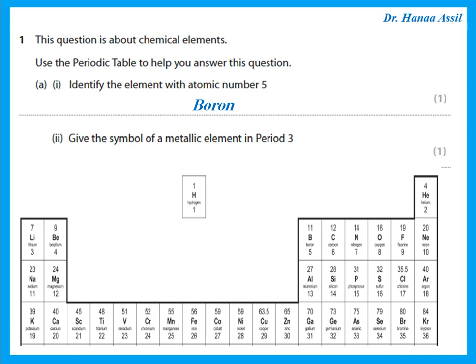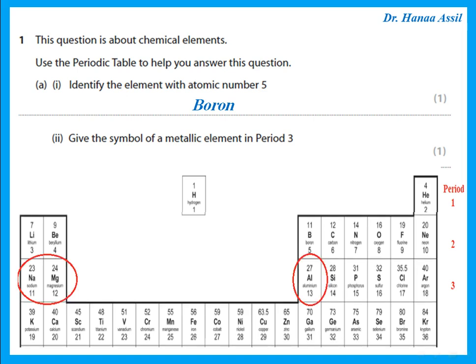Then he says, give the symbol of a metallic element in period 3. Where is period 3? Remember that period is the horizontal ones. So hydrogen and helium are in period 1. And then lithium, beryllium to neon, these are period 2. So he's saying look at period 3 and determine a metallic element. So where are the metals in period 3? Remember that sodium, magnesium, aluminium, all of these are metals in period 3, so any of them would be a correct answer.